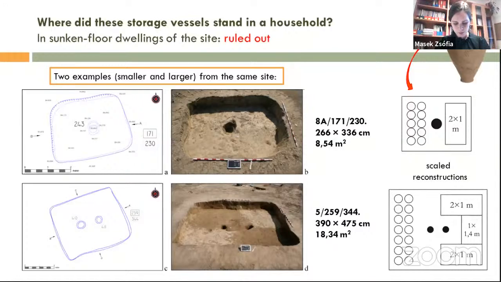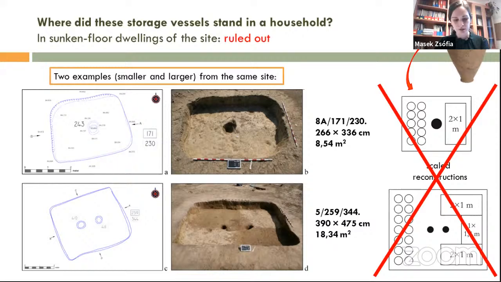Of course, you would need much more space for the whole pottery material, but it's hard to model because some smaller vessel types could also hang on the walls or be placed in each other. We should not forget other household items made from organic materials. However, storage vessels could only stand on the floor. So I think we can rule this out.